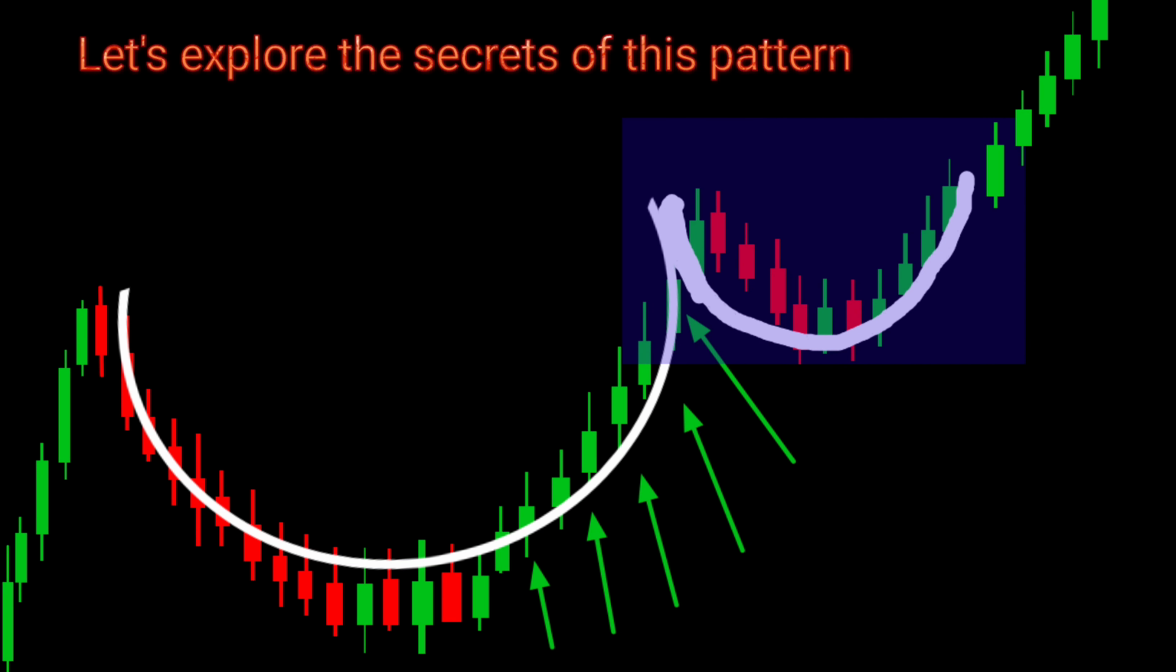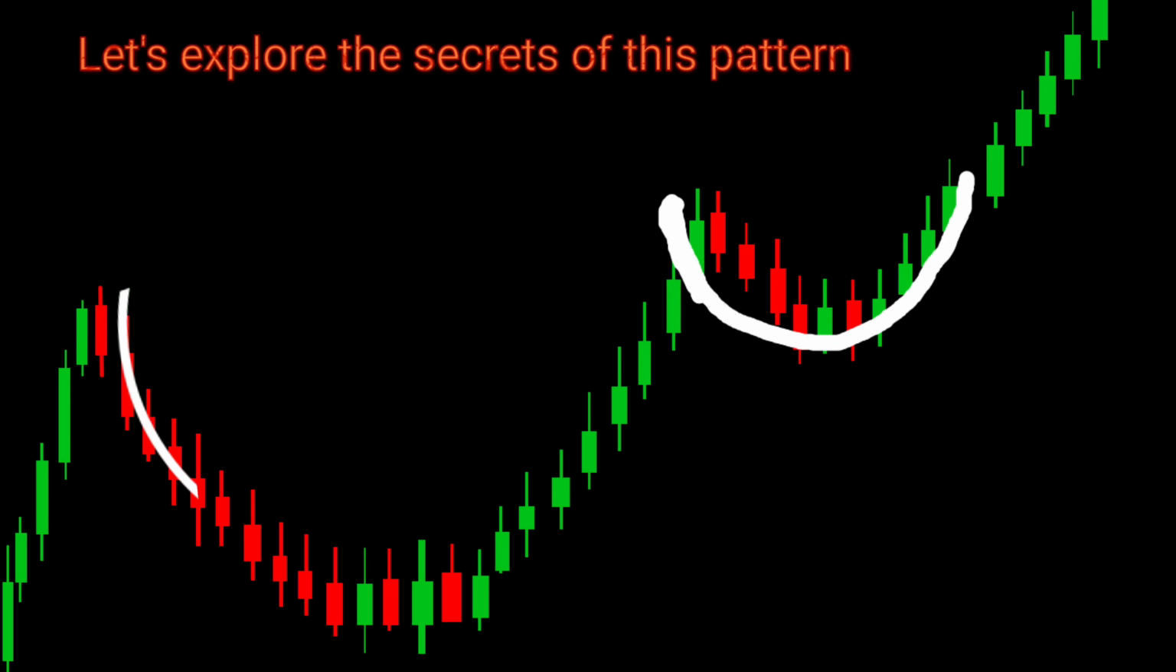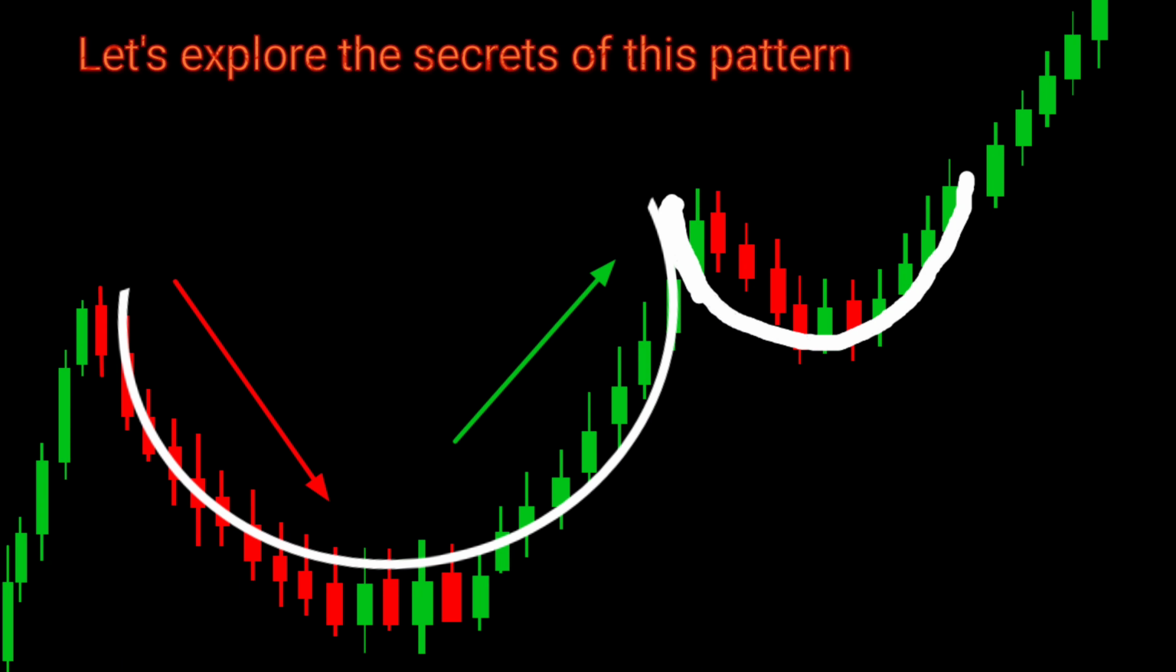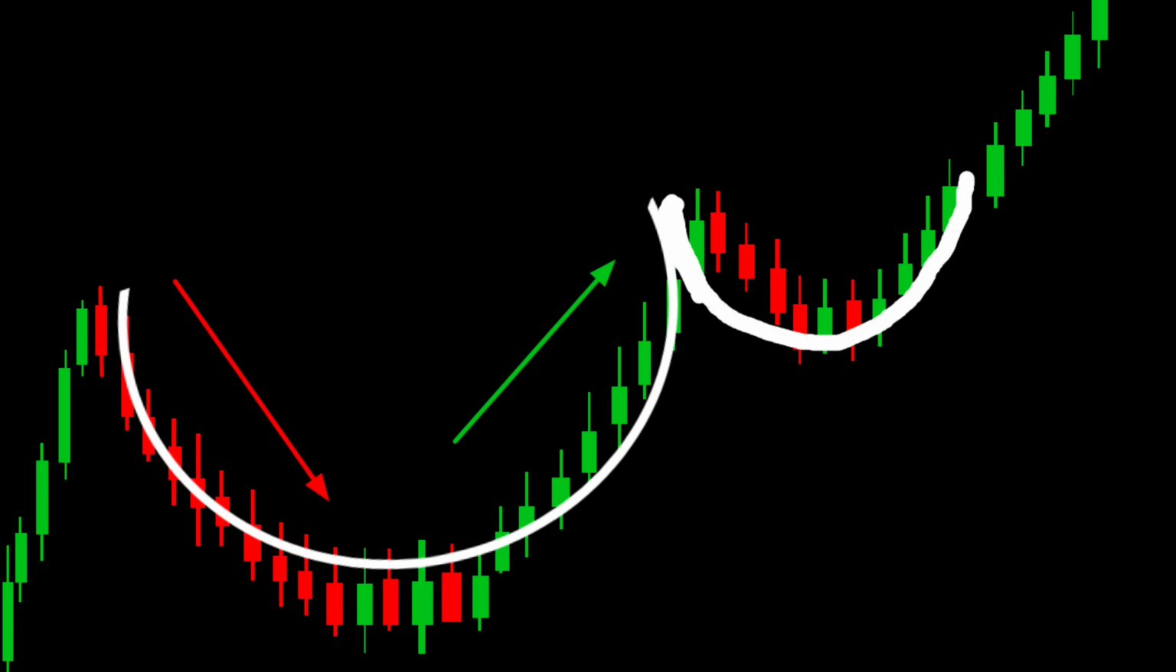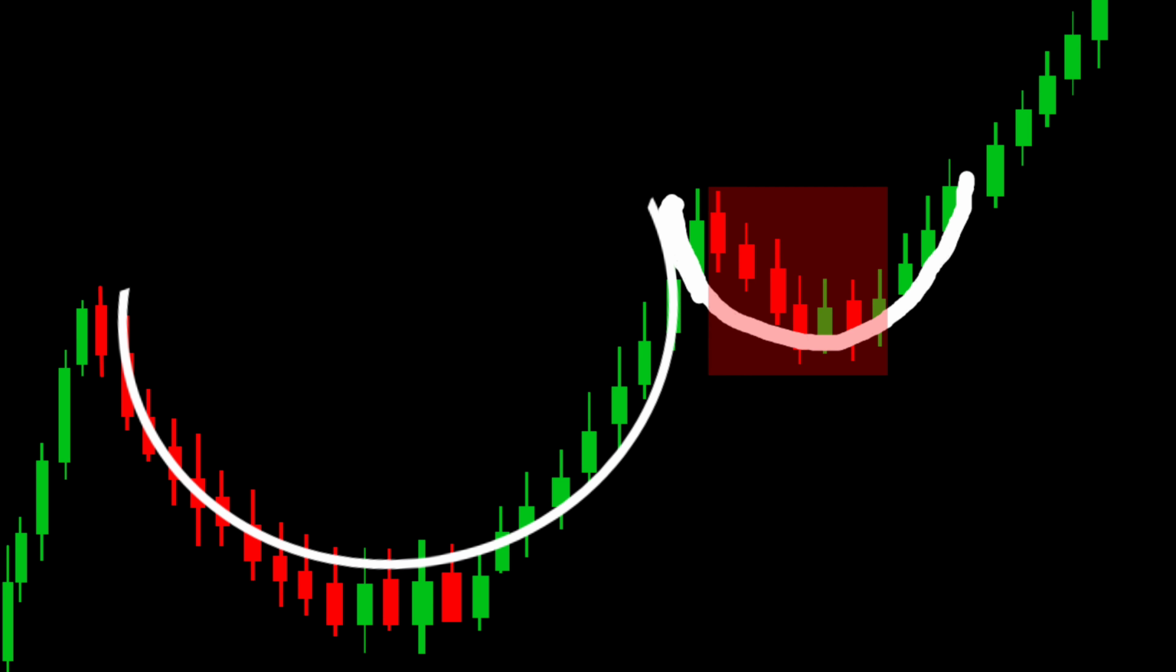Now, let's explore the secrets of this pattern. Look for a smooth, rounded bottom in the cup formation. The cup should have a U shape, indicating a gradual recovery from the previous downtrend. Avoid cups that are too shallow or V-shaped, as they may lack the required depth for a reliable pattern. The handle should ideally be small and downward sloping, indicating decreased selling pressure.